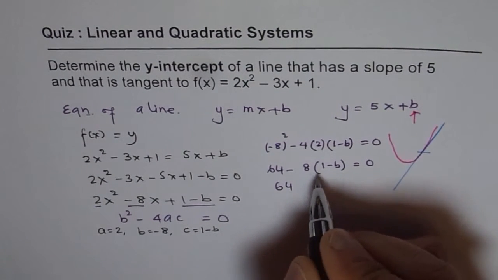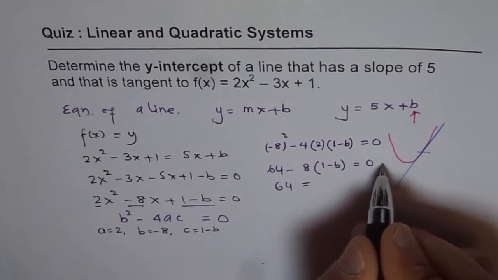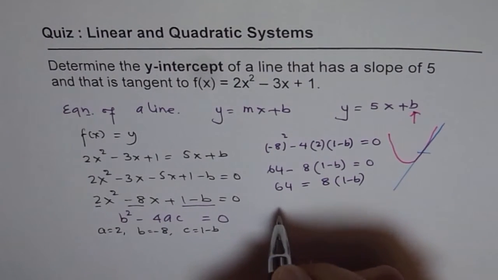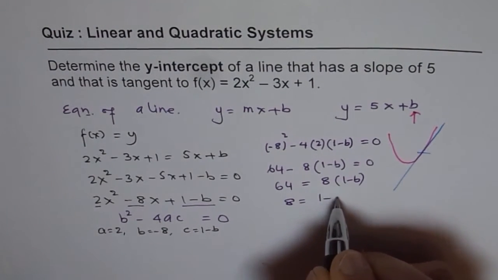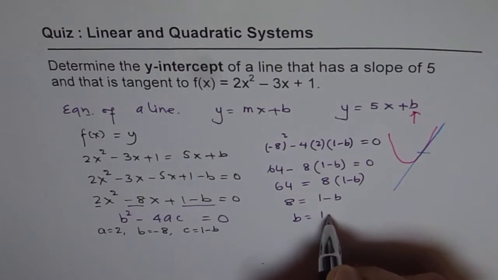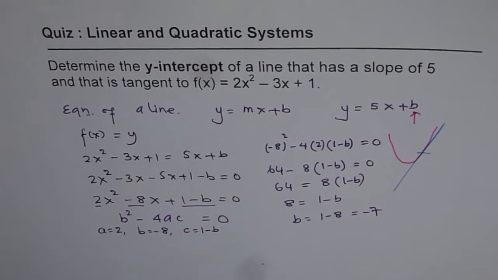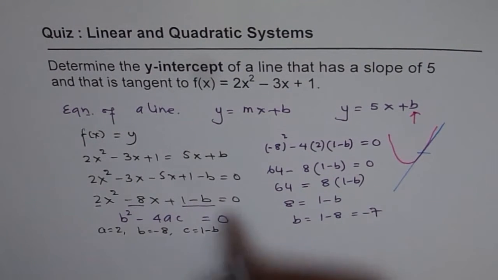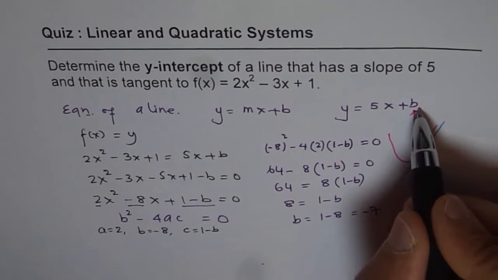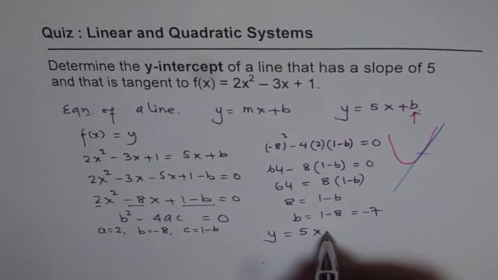Let me expand this. Or we can actually divide this. So 64 equals, we'll take all the terms to the right side, that is better, 8 times 1 minus b. So now we can divide by 8. So 8 equals 1 minus b. Let's bring b this side and 8 on the other side. So 1 minus 8, which is minus 7. So we get the value of b. For b squared minus 4ac to be 0, b should be minus 7. So we have an equation which is y equals 5x minus 7.